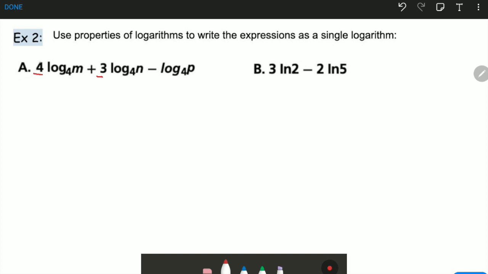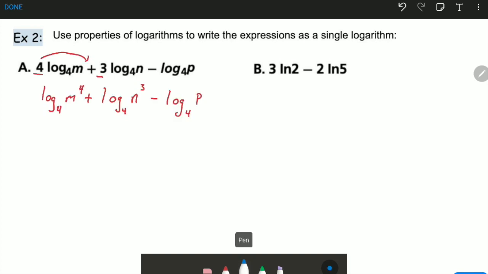Because we have a coefficient of 4, we want to move it up as an exponent, because as is, we can't combine them into a single logarithm. The power property of logarithms allows us to do this. So we'll rewrite the first logarithm as log base 4 of m to the power of 4. The second one we'll rewrite as log base 4 of n to the power of 3. And the third logarithm, that didn't have a coefficient, so we'll leave it alone.